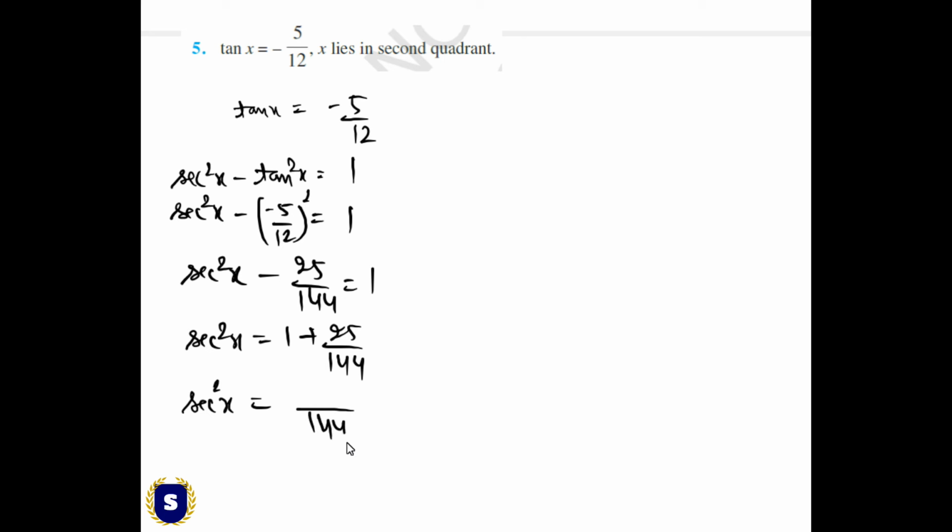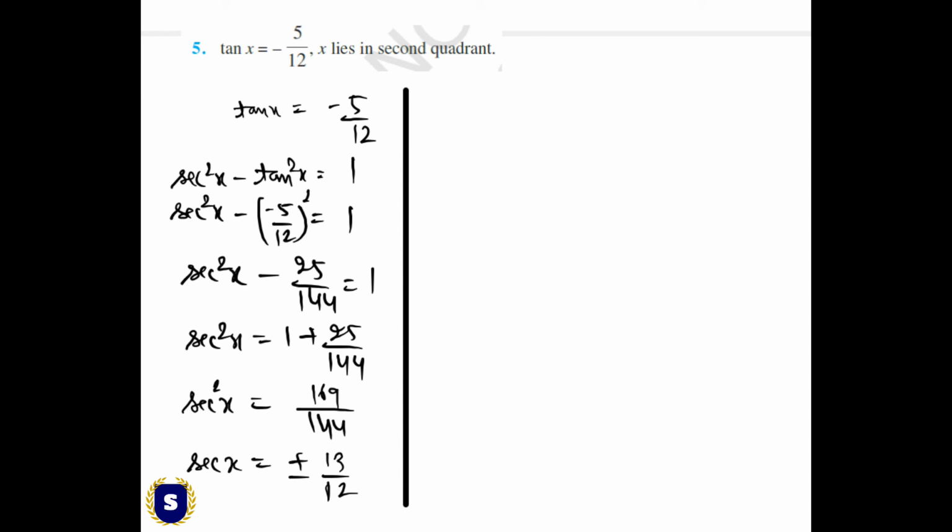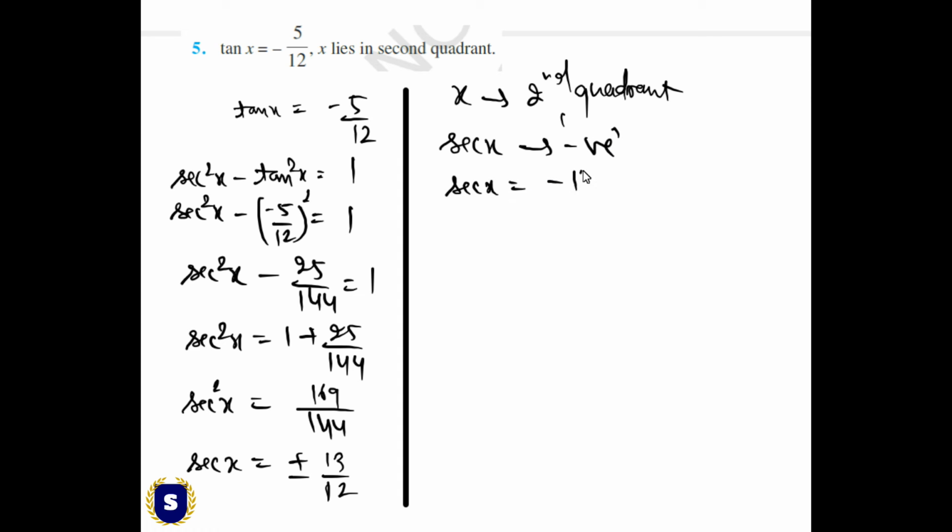Taking the LCM here, I'll get 169 upon 144, or sec x is equal to plus minus 13 by 12. Same thing, I can't consider both the values. So taking x in the second quadrant as given in the question, sec x is negative, right? Therefore, sec x is equal to minus 13 by 12.